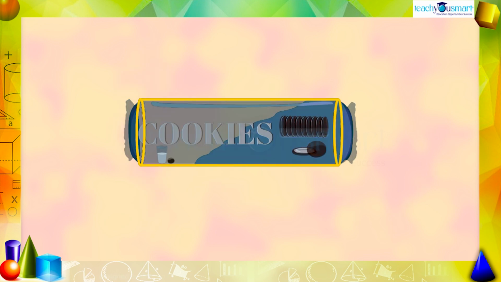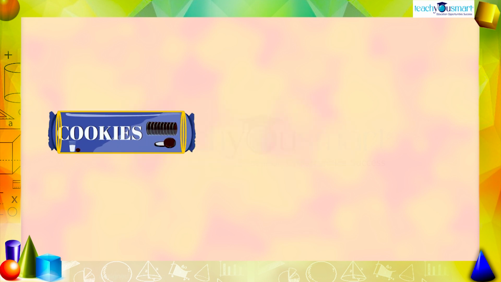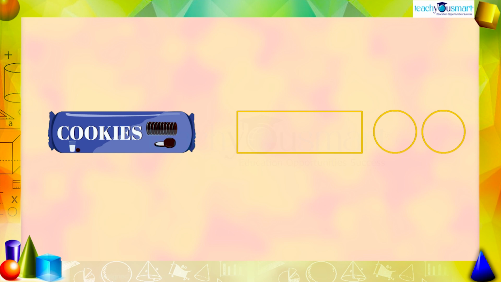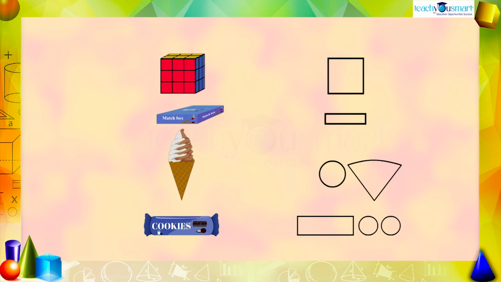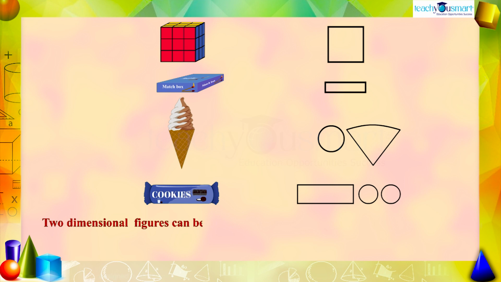See, the biscuit pack is in the shape of a cylinder. Both ends of the cylinder are circles. And when we cut and open the curved surface, we get a rectangle. That is, two-dimensional figures can be identified as the faces of three-dimensional shapes.